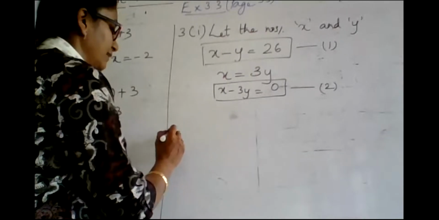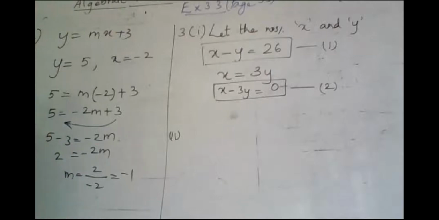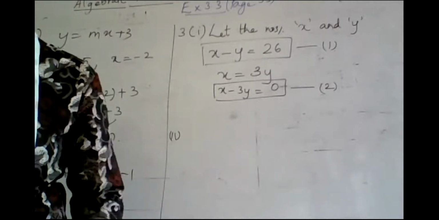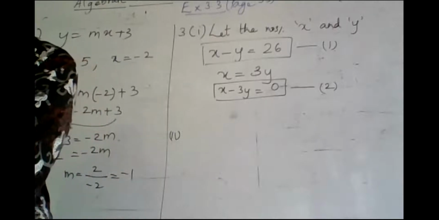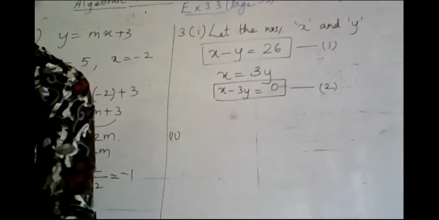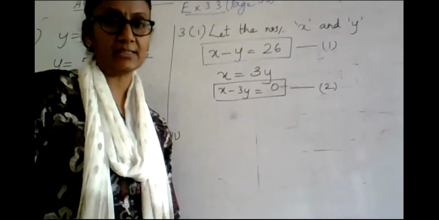Please leave one page there. We will quickly discuss the remaining problems also. The larger of two supplementary angles exceeds the smaller by 18 degrees. Find them. So, two supplementary angles. What do you know about supplementary angles? They sum up to 180 degrees.